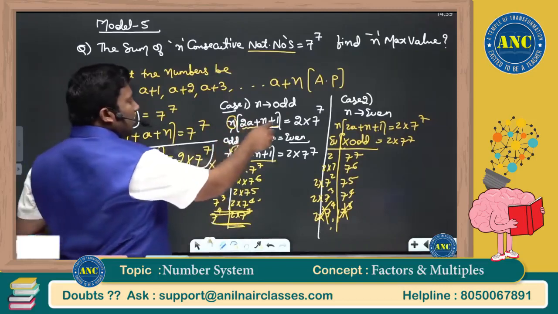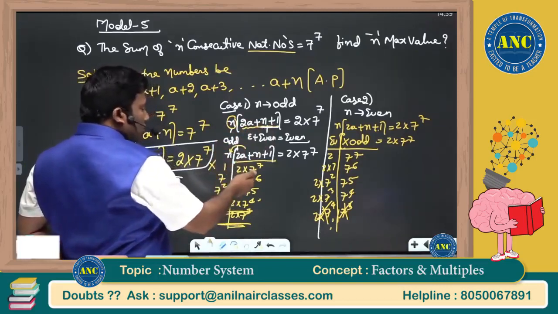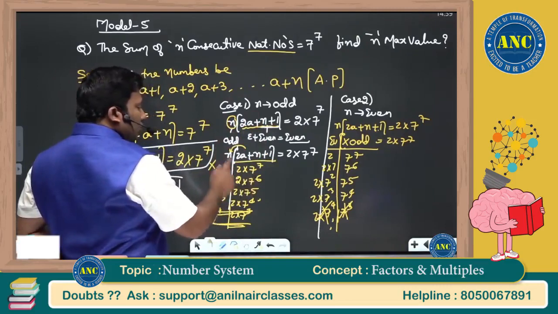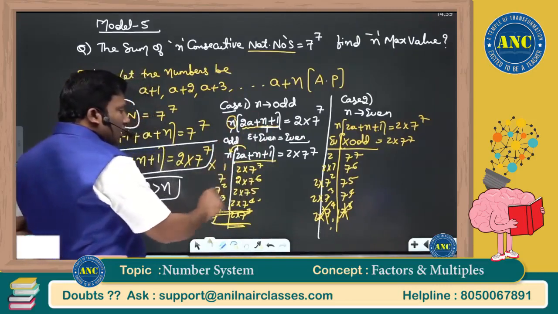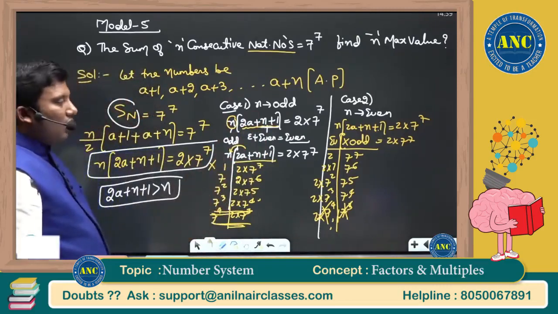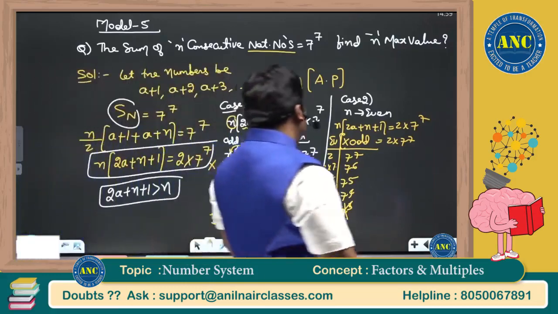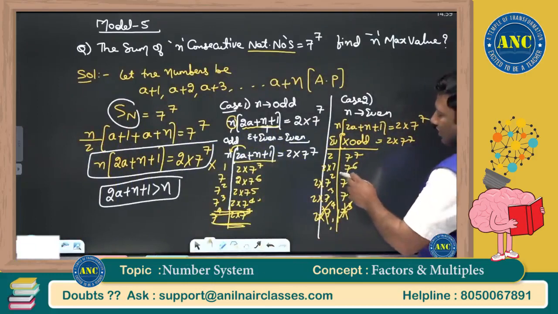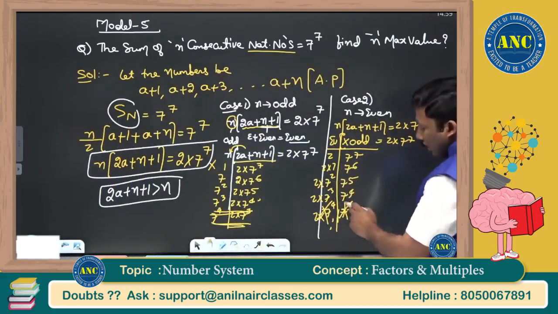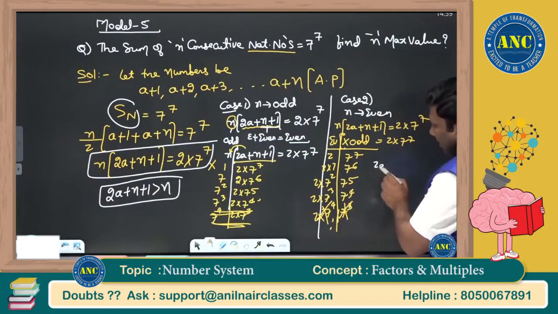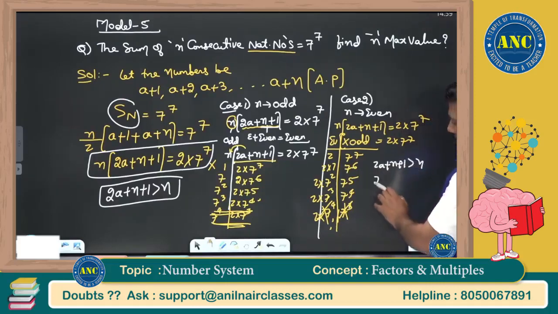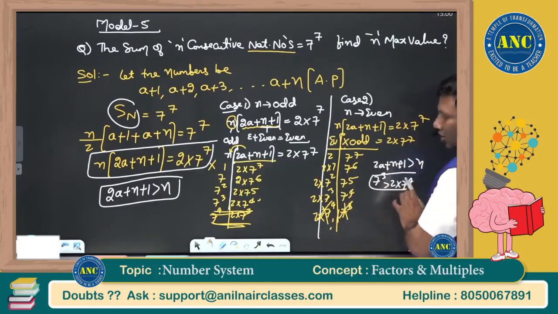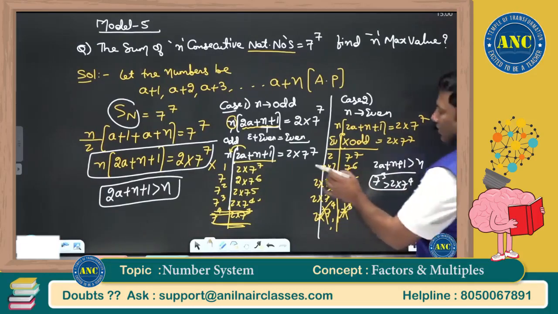N is odd, this will be even. This should take all the odd numbers. This is an even number. 2 into 7 power 7, 7 power 6, 2 into 7 square. From here, why is it eliminated? 2a plus n plus 1 should be greater than n. 7 cube, is it greater than 2 into 7 power 4? No.